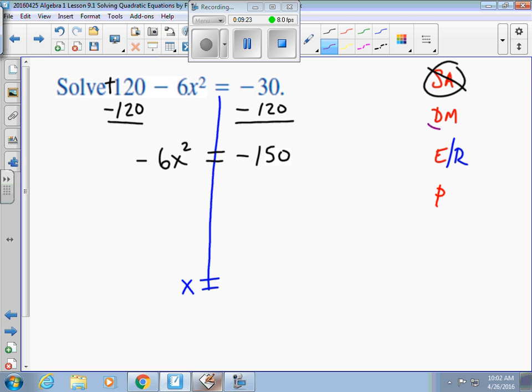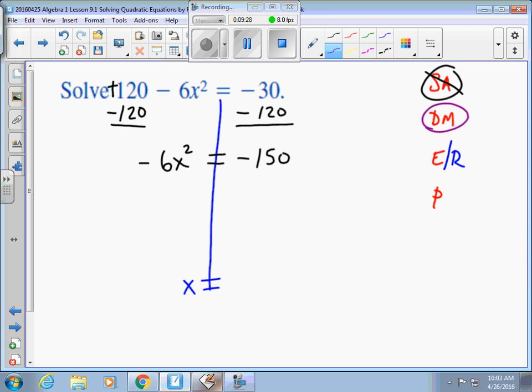Now we go down to multiplication and division. It says negative 6 times x squared. You undo times negative 6 by dividing by negative 6. When you do it to the left side, you got to do the same to the right side.